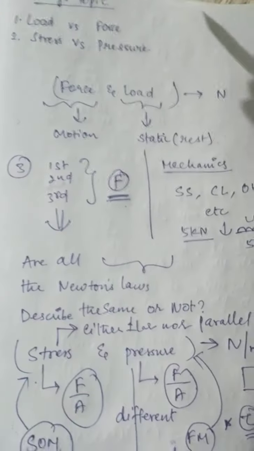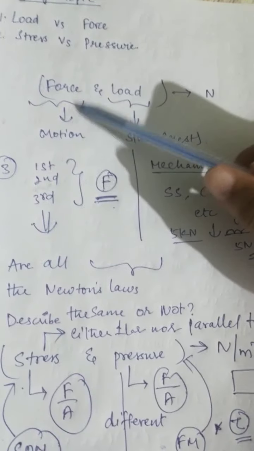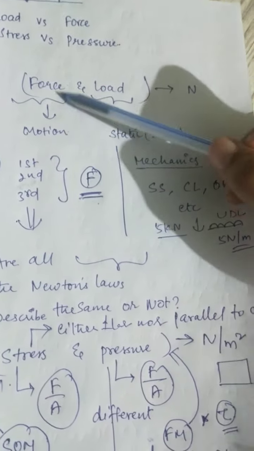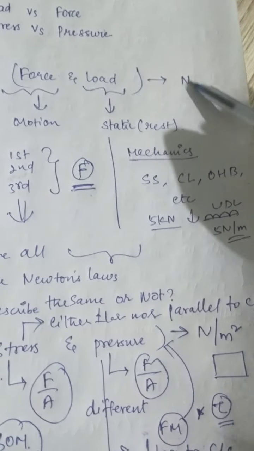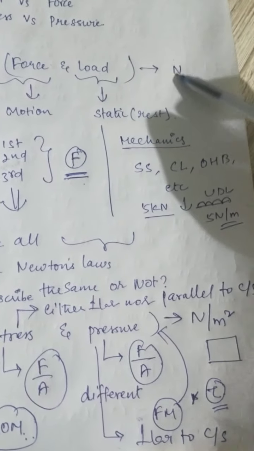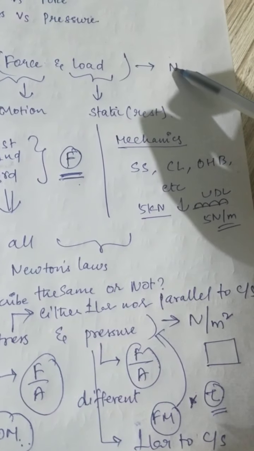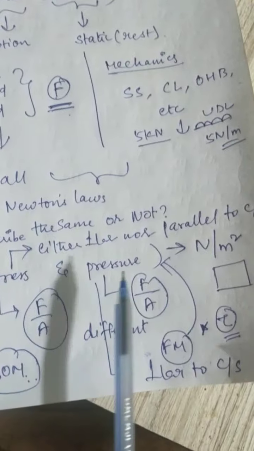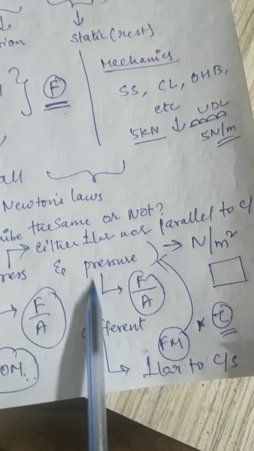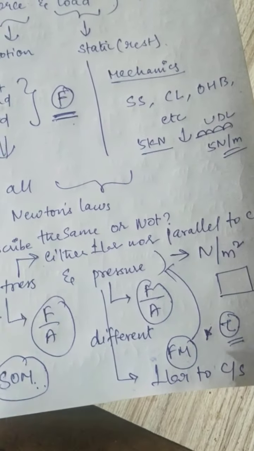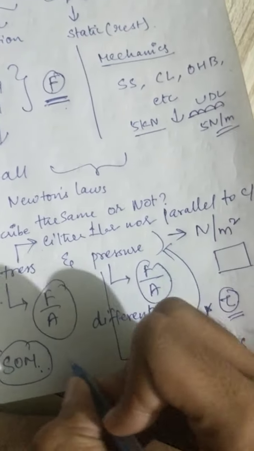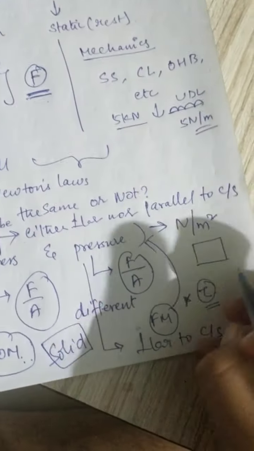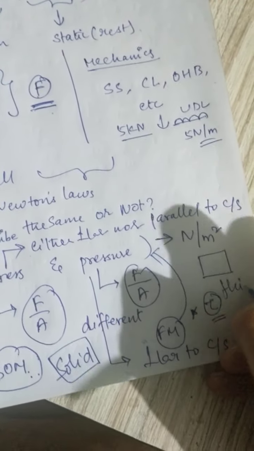We'll just recap once again. The difference between force and load: force is the term which comes when the object is in motion, and load comes when the object is at rest. The units are the same for both force and load. And when coming to stress and pressure, stress comes when it deals with solid bodies. This is important. And pressure comes when dealing with fluids and gases.